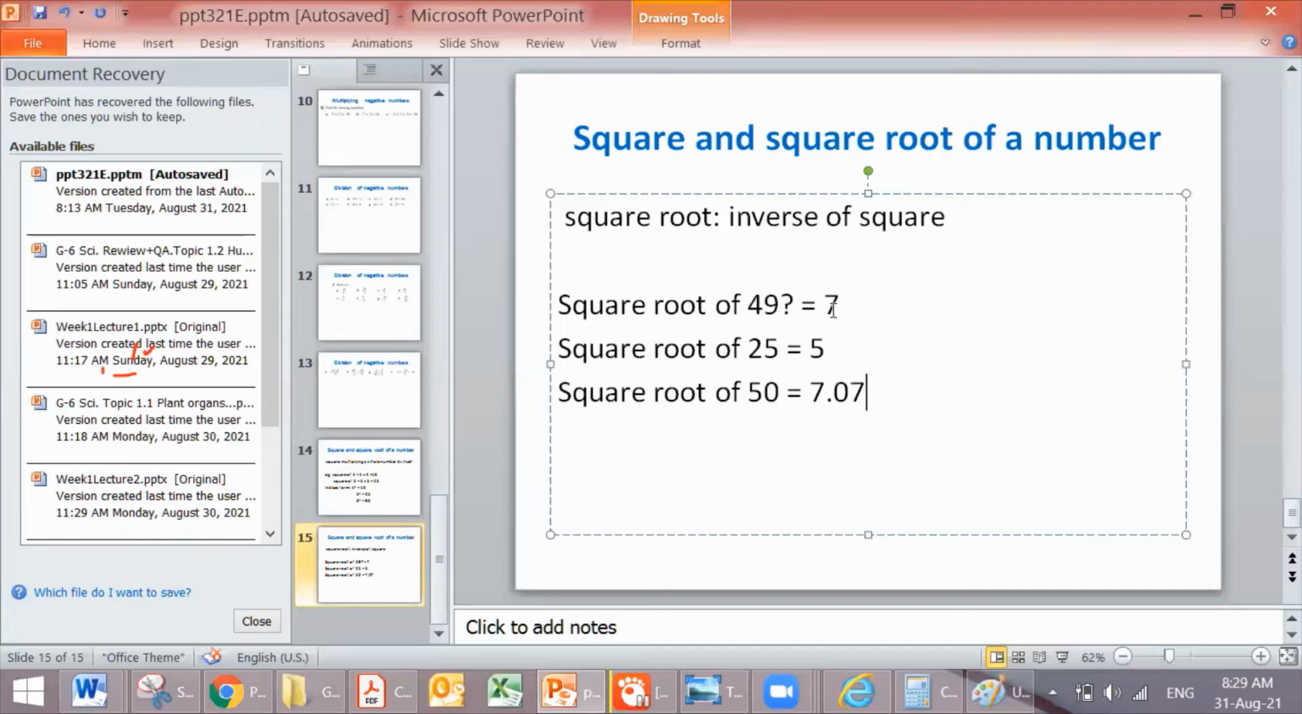You can see that it is close to 7, because the square root of 49 is 7, and 50 is next to it. So its square root will be nearest to 7. Okay, yes, Ahmad Ashraf, we are not discussing rational or irrational numbers, but you are correct. It is irrational. Very good.